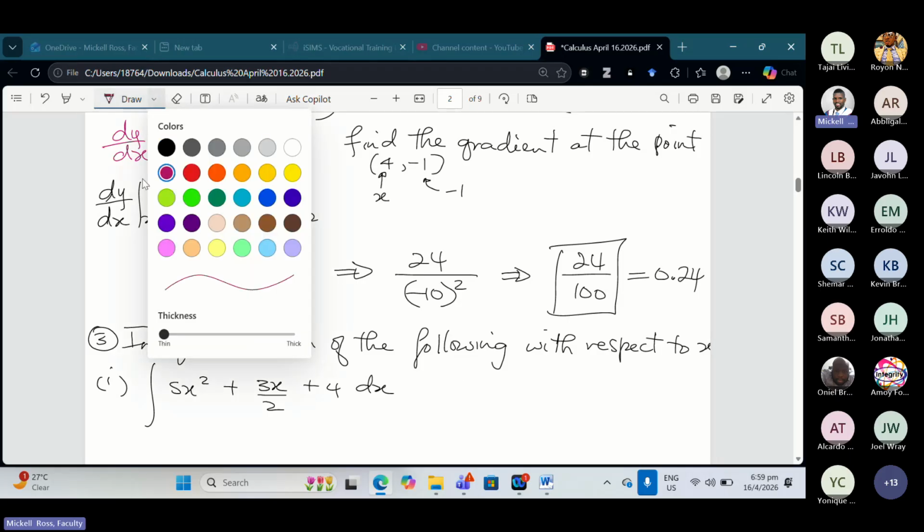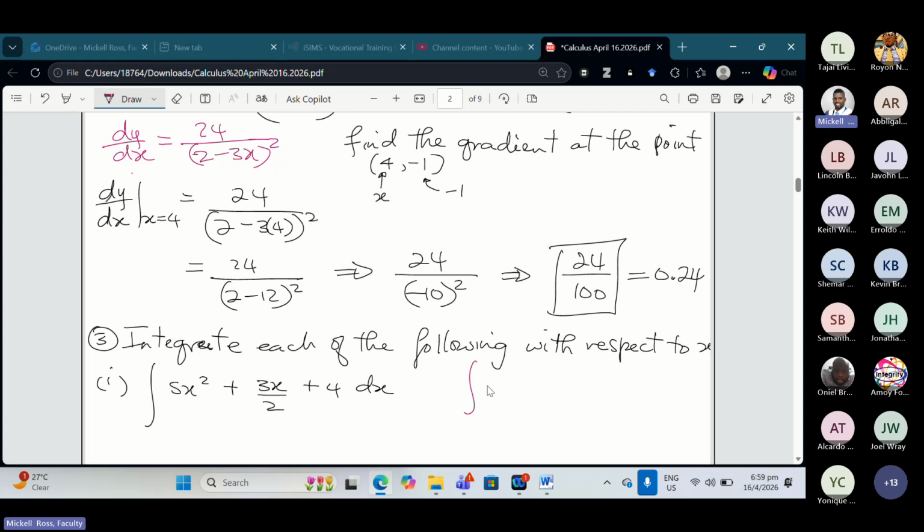So let's remind ourselves of the rule of integration. If we're integrating x to the n with respect to x, it's going to give us x to the n plus 1 divided by n plus 1 plus the constant of integration, which is c. The reason why we add the constant of integration is because this is what we call an indefinite integral. So you have indefinite and you have definite. So this one is an indefinite integral, so we add the arbitrary constant, which is c. Bear that in mind, please.